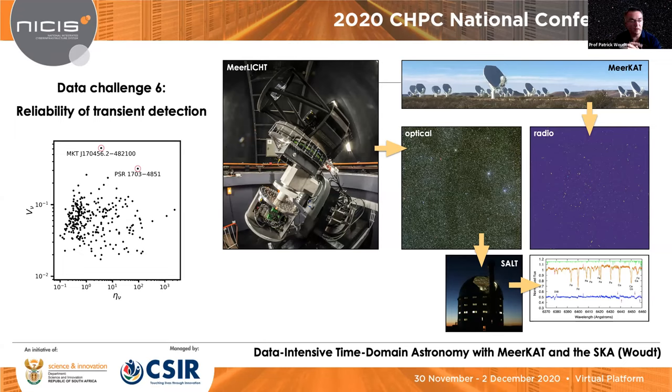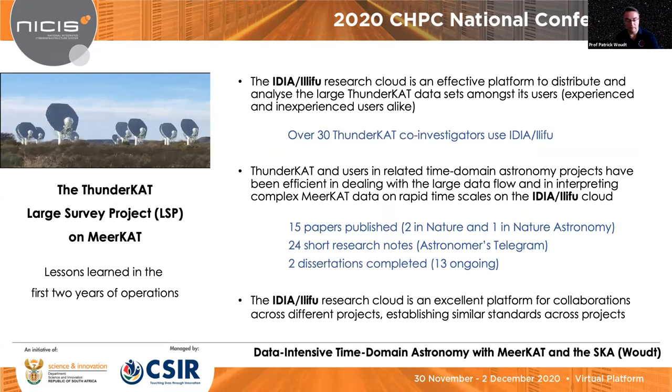And this MKT J object is the first radio transient that we discovered. And also in that field of view is a known pulsar, which both stood out as variable transients. And that then gives us confidence to issue alerts to SALT and to follow up spectroscopy as well. So the data fusion, I think, is an important aspect to extract value out of these data products.